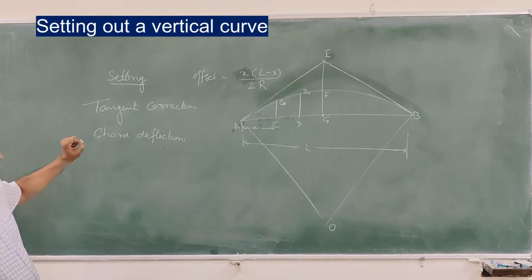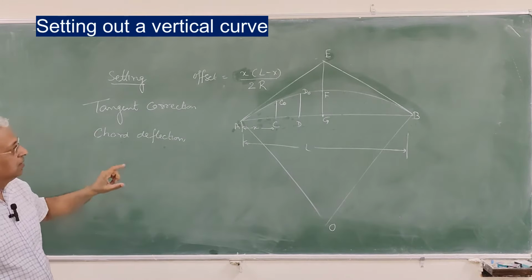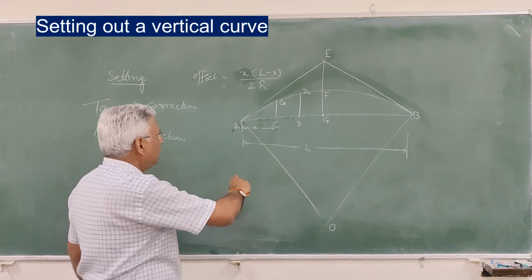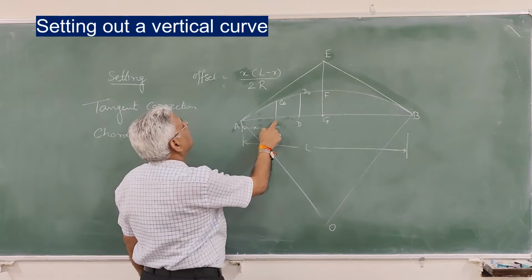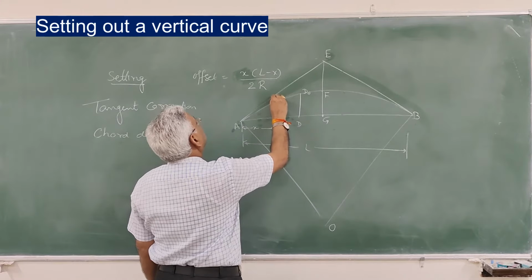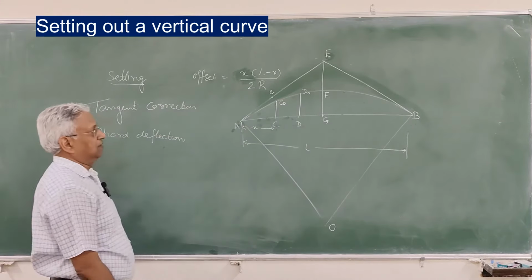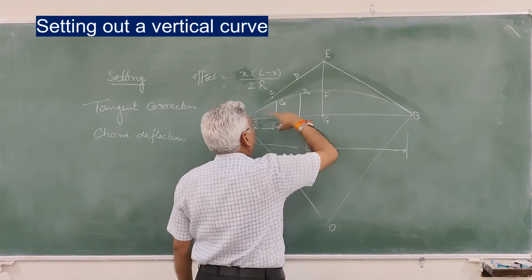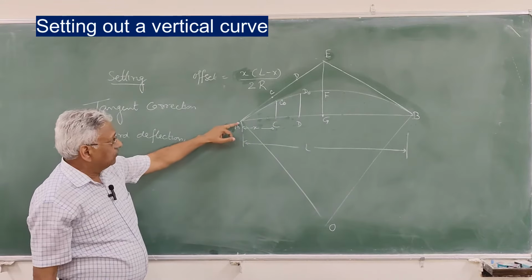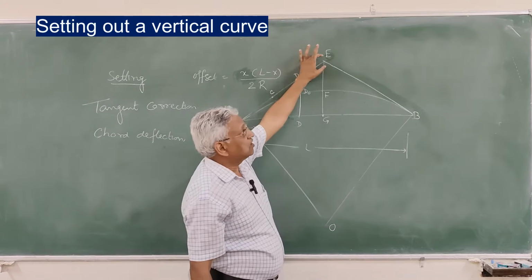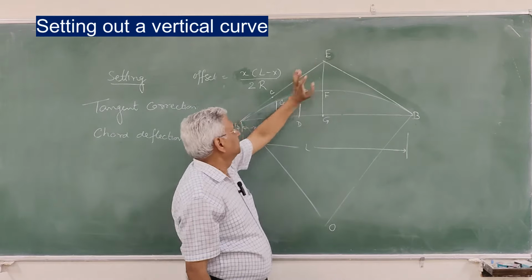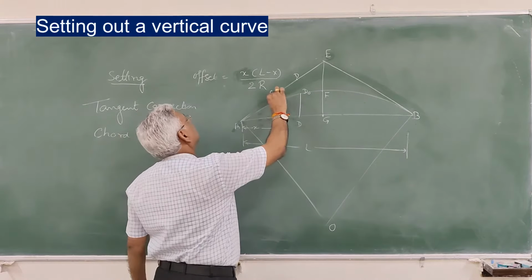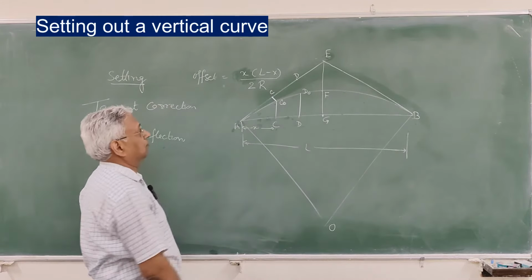In the tangent correction method, the procedure is like this, that you determine the length of the vertical curve, divide into equal parts. Now you get the RL of C point, which is taken here on the tangent. D point is taken here on the tangent. So you know the RL of this point, you know RL of the highest point, and change also. Find out what is the RL of C point, and then you take this tangent correction.